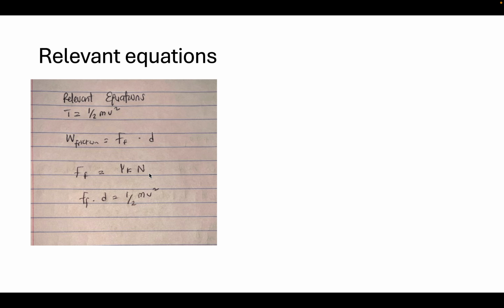And the normal force in this situation will be found by summing forces in the relevant direction. The normal force on an inclined plane would usually be N equals W cosine theta. And finally, we have friction force times the distance, which is the work done by friction, equals 1/2 mv squared, to find d.